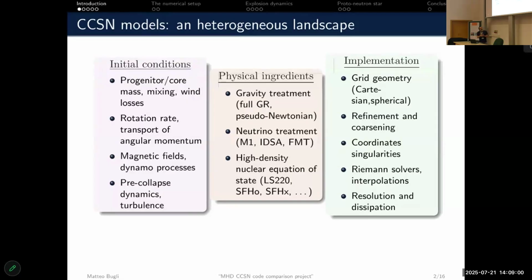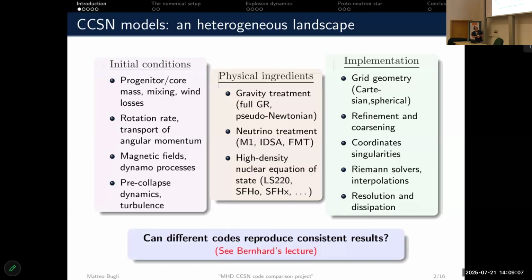So once this is out there, the main question driving essentially any kind of comparison is: can we reproduce consistent results? Can we agree on an initial setup, and then to what extent can we reproduce exactly the same dynamics and quantitatively the same calculations? And see, of course, Bernard's lectures and slides for another view on the problems.